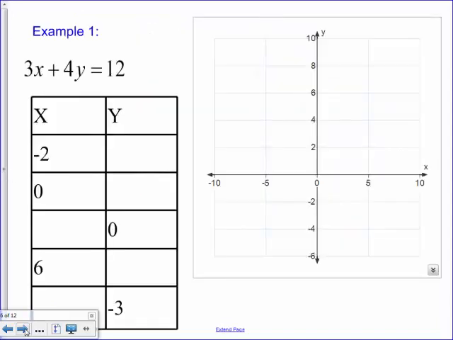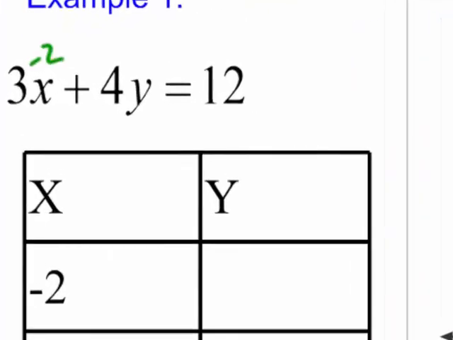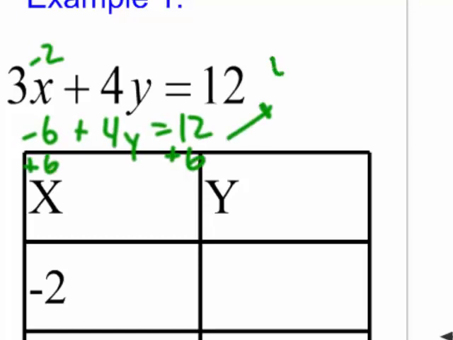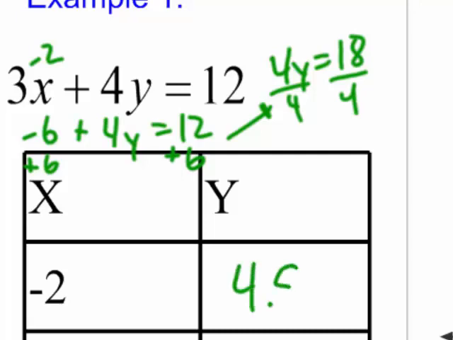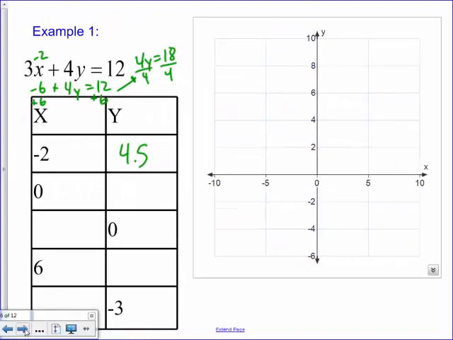All right, so let's graph some of these. If I plug in -2 for x, that's going to make this -6 plus 4y equals 12. And if I add that 6 over, I would get 4y equals 18, and y would be 4.5. So let's go ahead and graph that: -2, 4.5. Somewhere right in there.